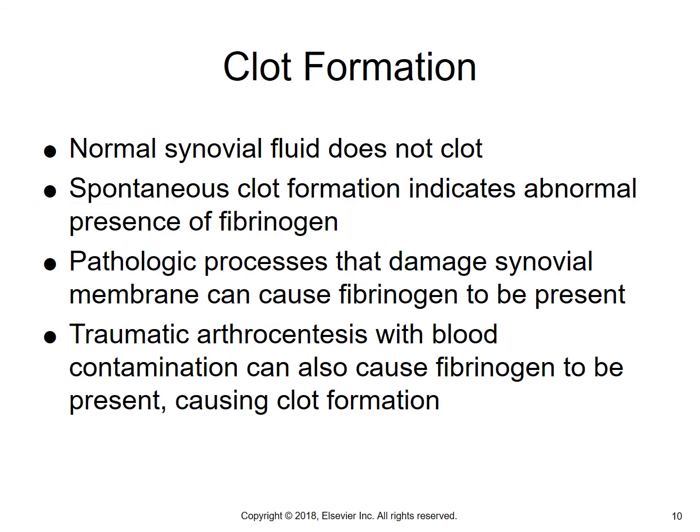Now, if there's any clot formation, this usually indicates an abnormal amount of fibrinogen. This is a high molecular weight protein and normally cannot pass through a healthy synovial membrane. So with abnormal processes, damage to the membrane or a traumatic procedure with blood contamination can cause fibrinogen to be present, which will result in a clot. Therefore, a portion of this fluid should always be collected in an anticoagulant tube, such as EDTA or sodium heparin, to prevent any of these clots that will interfere with the process.